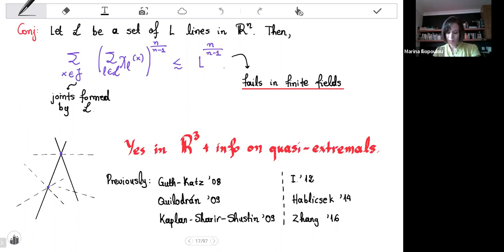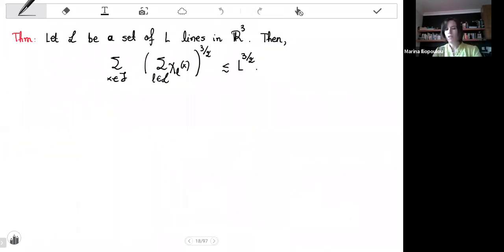Right. This is the theorem, the inequality in R3. So the exponents become 3/2. And about the structure that we have for quasi-extremals, let's think first. There is a very easy situation where the left-hand side is equal to the right-hand side, where all the lines pass through the same joint. So we have just one joint, and all the lines, L of them, pass through that.